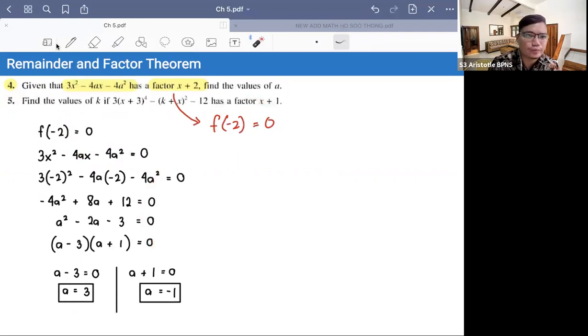So basically we need to find the values of a from this expression. And how are we going to do that? First of all, you need to begin with your function, negative 2. It came from x plus 2, so it's equal to 0. So f of negative 2 will be substituted inside this expression, 3x squared minus 4ax minus 4a squared. And again, it is equal to 0 because it is a factor.